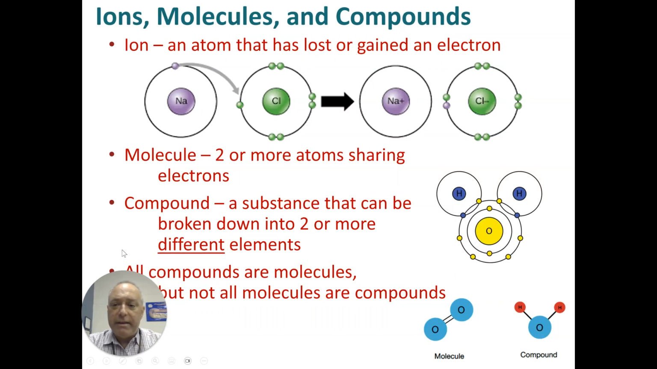So an ion is an atom that has lost or gained an electron. So we've got sodium chloride here, which is salt. Okay, we've got sodium, which is with its one valence electron, chloride with its seven valence electrons. So chloride is really electronegative. It really wants its electron so that it can be happy, and it forms what's called an ionic bond.